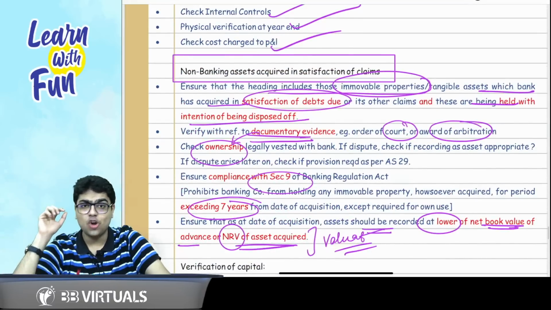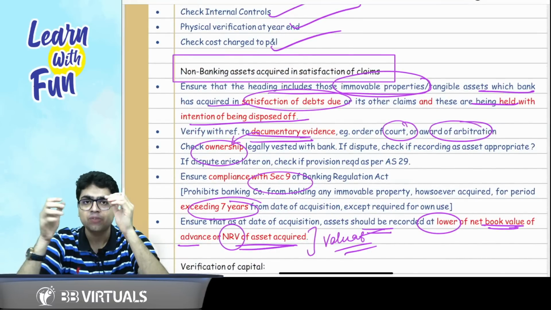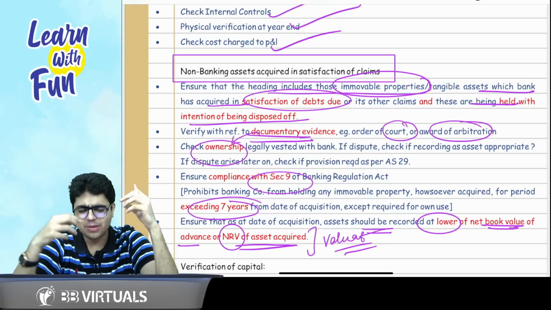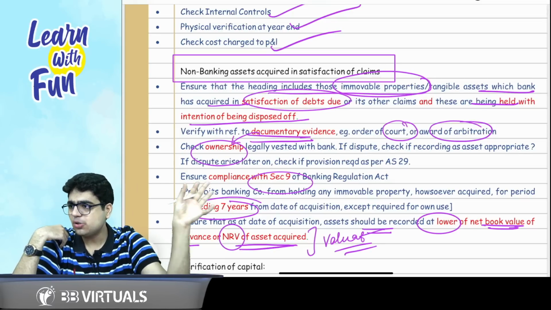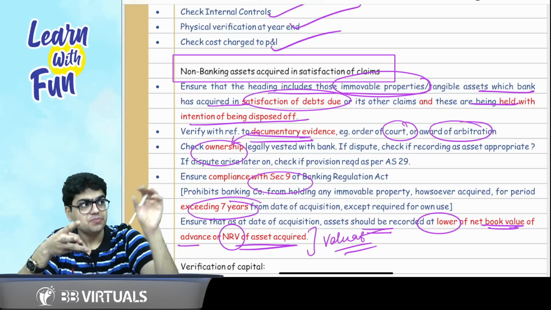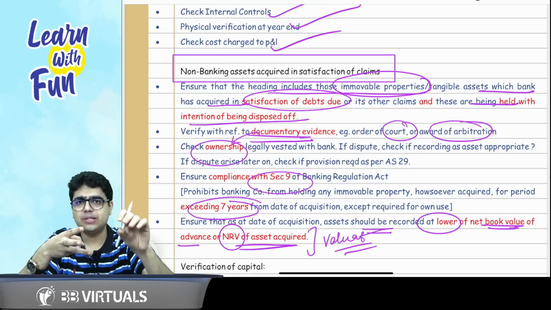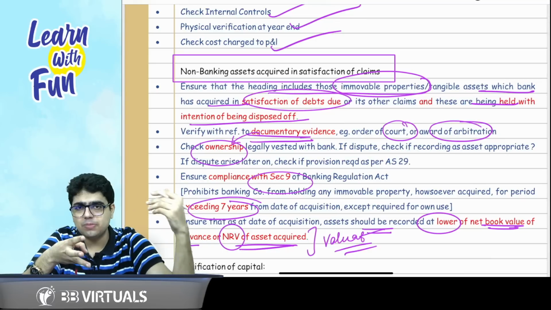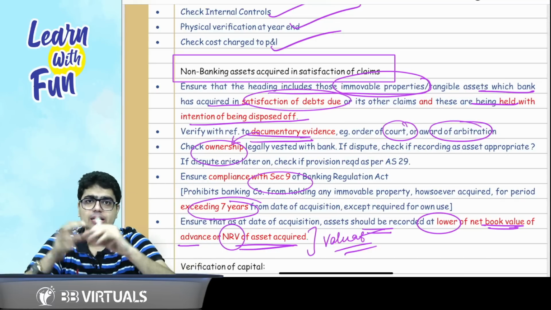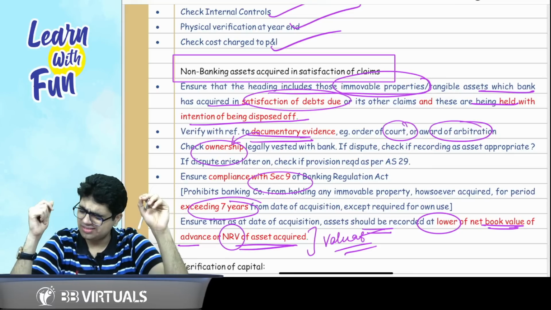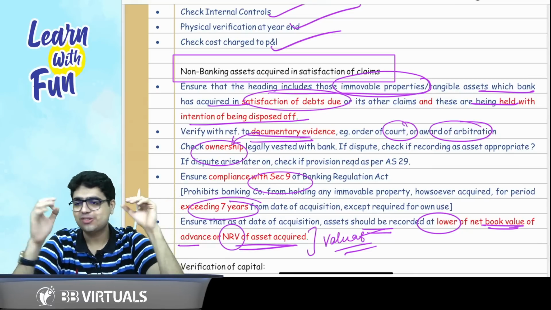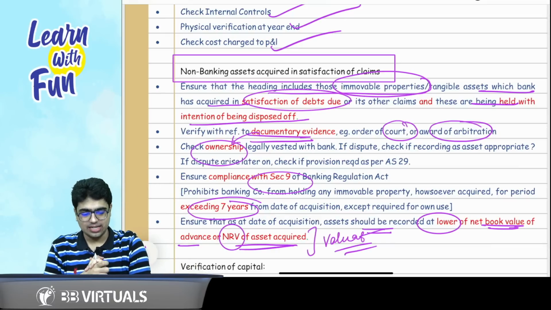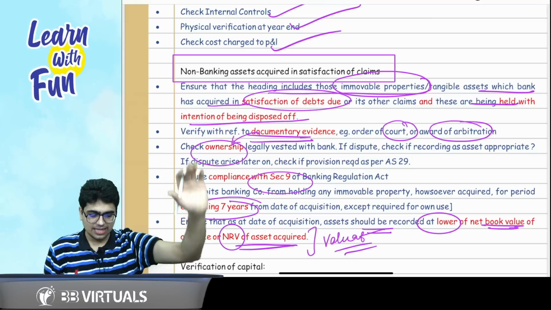Let's revise it again. Non-banking assets acquired in satisfaction of claims. First of all, those immovable properties which have been acquired by the bank for satisfaction of claims and are being held with the purpose of being subsequently disposed of. They should have proper documentary evidence for it. Third point, the auditor will check the ownership. If the ownership is disputed, provision as per AS 29 needs to be created. Fourth point, check the compliance with section 9, that it should be disposed of within a period of 7 years. And fifth point is, it should be valued at net book value of the advance or NRV of the asset, whichever is lower. Please tell me, is everything till here clear?